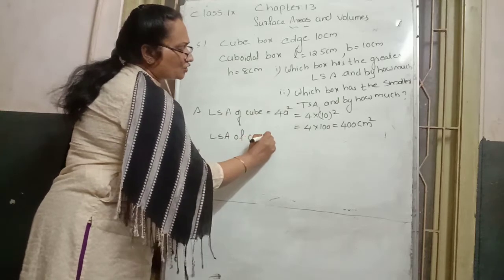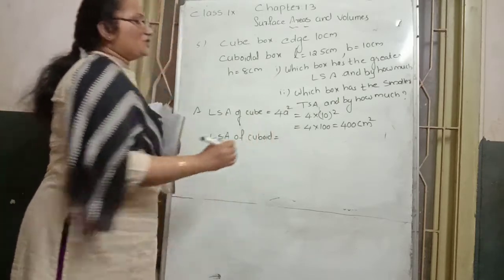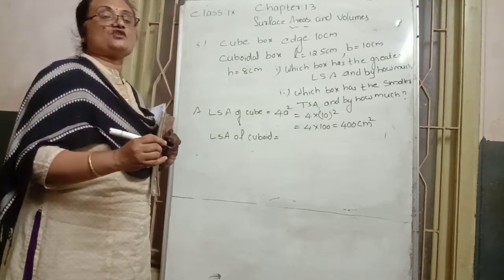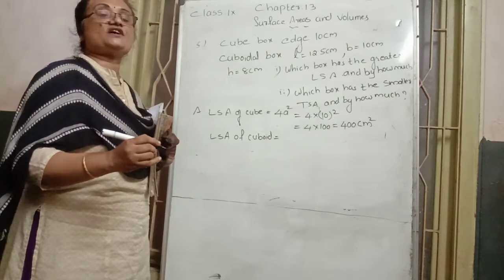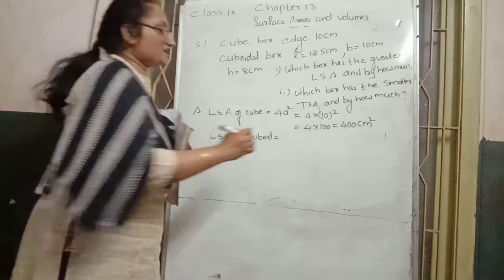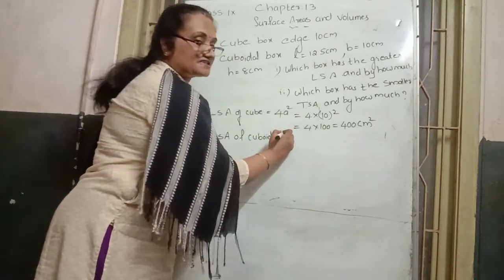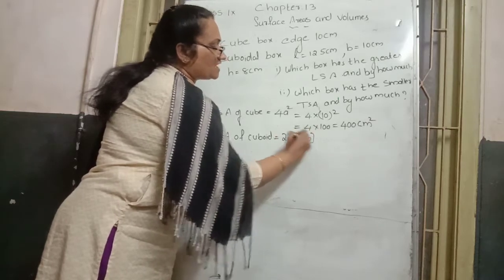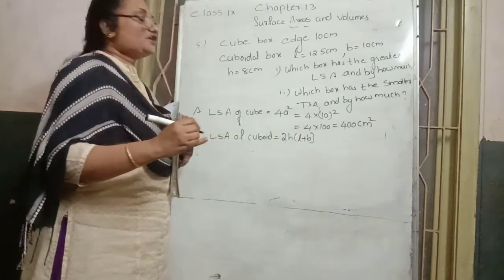Find the LSA of the cuboid. What is the formula for the LSA of a cuboid? There are four walls, each a rectangle, so we find the area of four rectangles. Last class we learned that 2h(l + b) is the formula for finding the LSA of a cuboid.